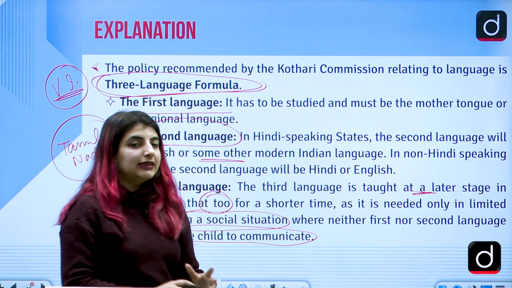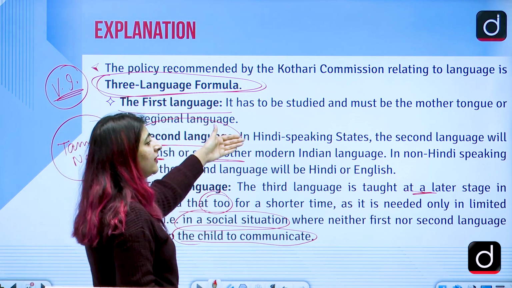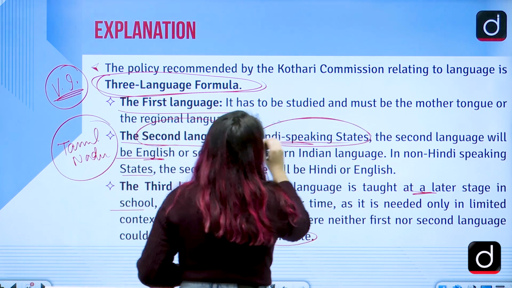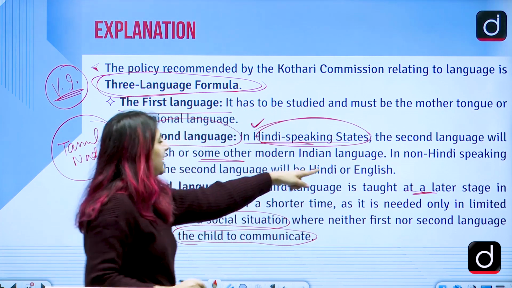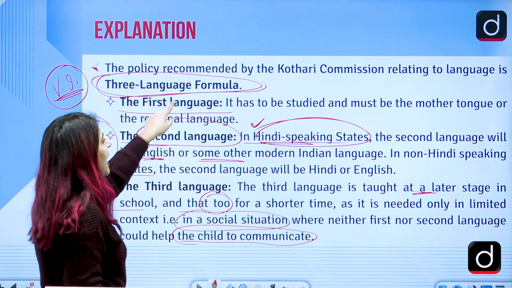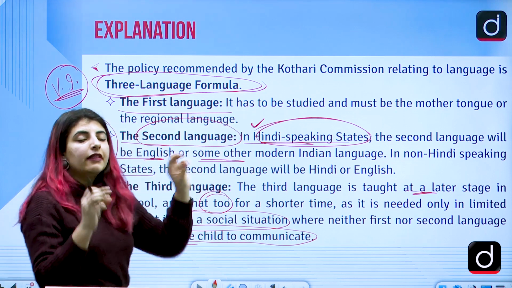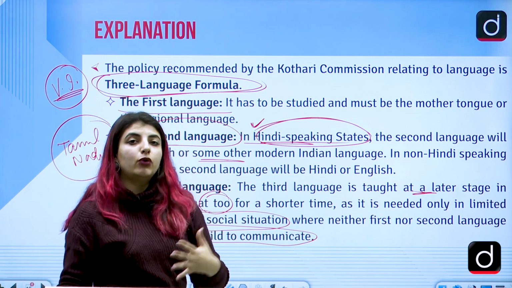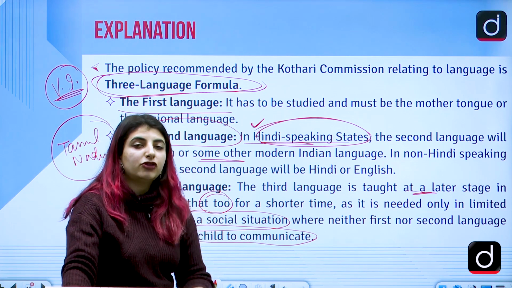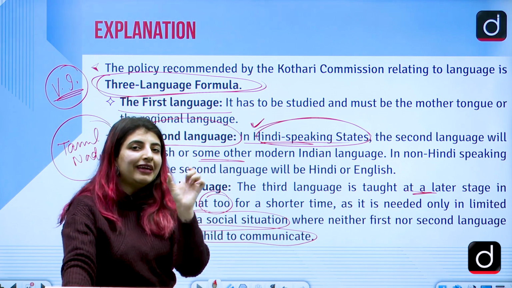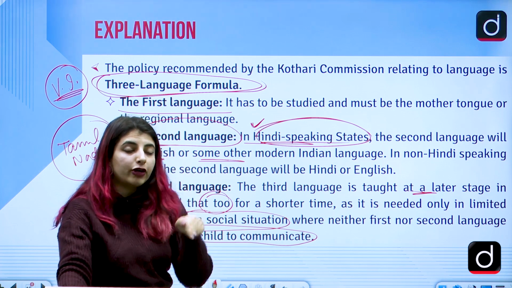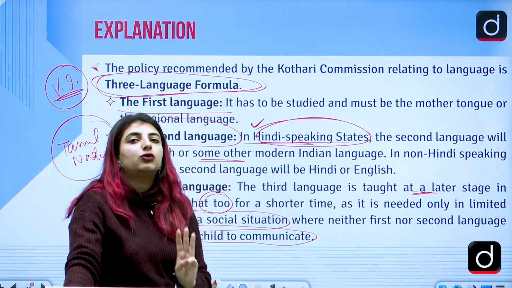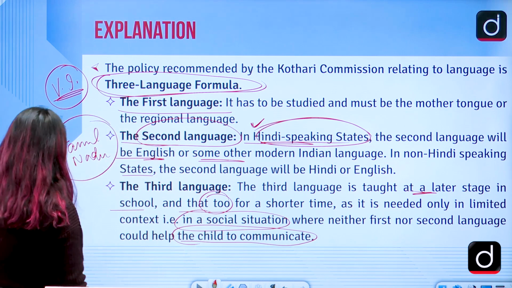For example, if a person is in Hindi speaking states, sorry, he will be the one who will be having the second language as English, right? And the first language is the mother tongue. The third language will be something according to the social context, that if you are going somewhere, how are you supposed to communicate and in what language? So minor things for a shorter span of time according to the context will be taught, and this was the 3-language formula which was given by the Kothari Commission.